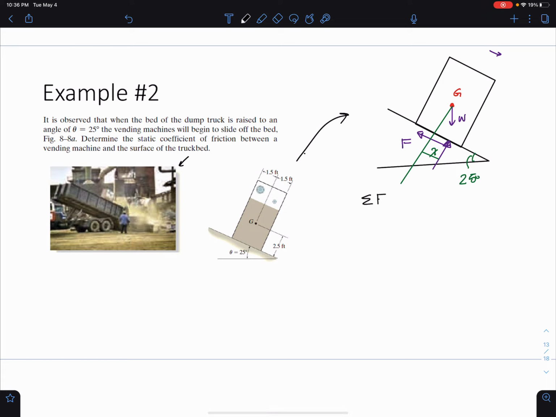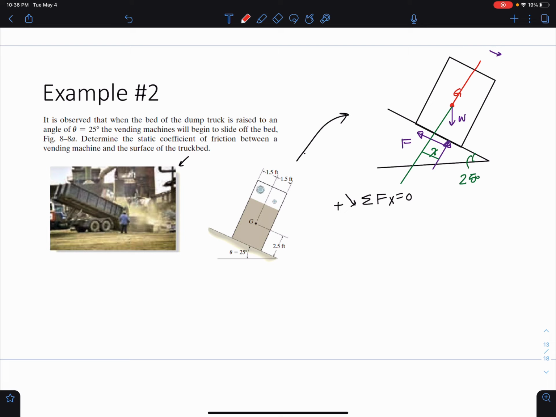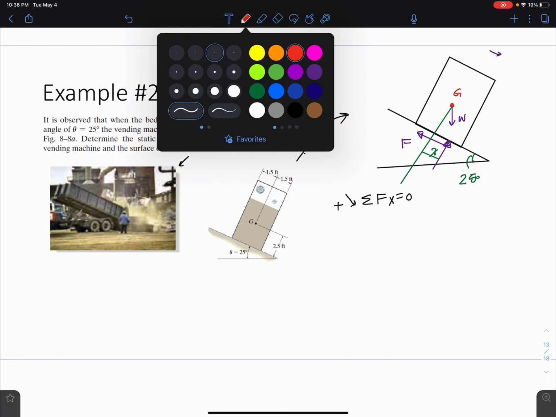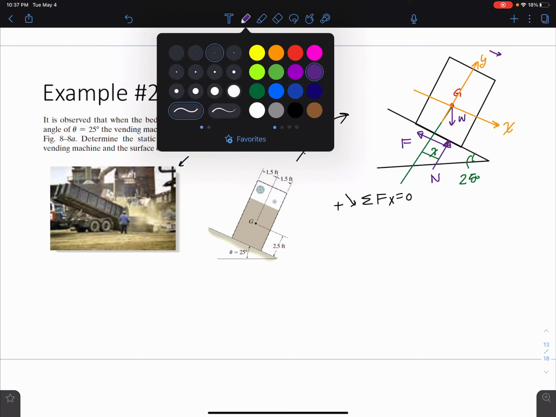Let's sum our forces in the X direction. What I'm actually going to do here is use this direction for my X. So let me redraw. I'm going to use these axes here. Let me use a different color to show that. I'm going to use the inclined surface. So I'm going to say this is my X and my Y. I can think of them as X prime, Y prime. You can do either one. This just saves me from having to do the normal force and the friction force in components. And now I just have to do the W in components.